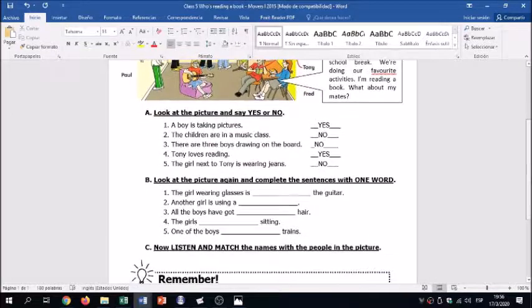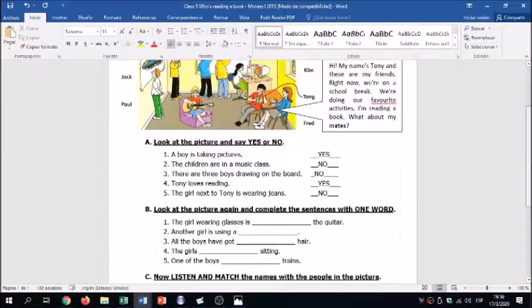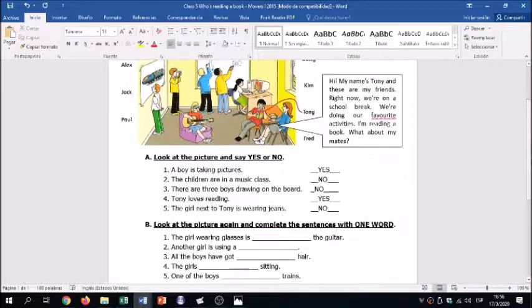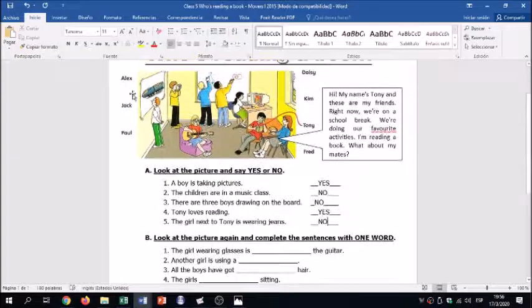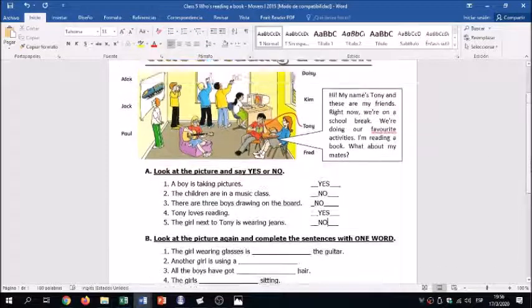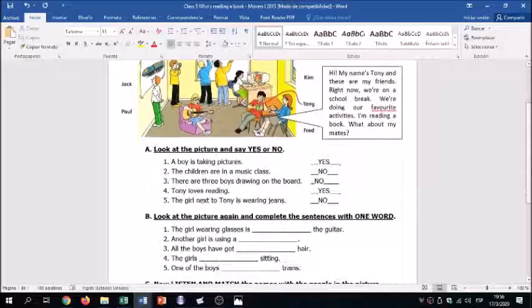Okay, very good. Now let's do exercise B. It says, look at the picture again and complete the sentences with one word. So, tenemos que observar de nuevo la imagen y completar estas oraciones con solamente una palabra. So, let's do sentence number 1. The girl wearing glasses is, espacio, the guitar.